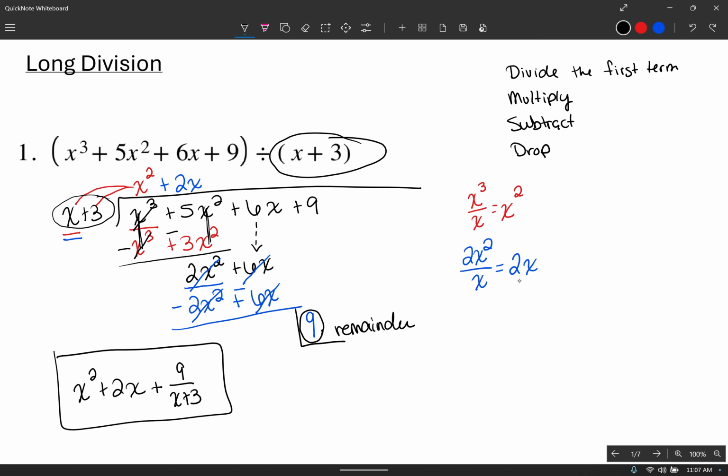Now, if it doesn't divide evenly, that means that x plus 3 is not a factor of x to the third plus 5x squared plus 6x plus 9. All right, if you're looking at it and you get a remainder of 0, if you don't have a remainder, that means that it is a factor. Just like if I take 6 divided by 2, I get 3. It divides evenly, so I know 3 is a factor. I also know that 2 is a factor.